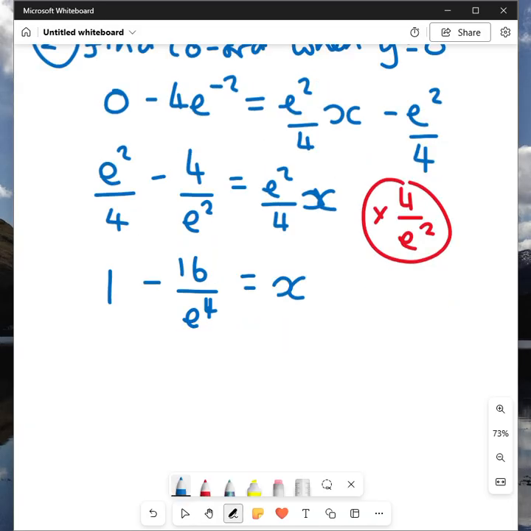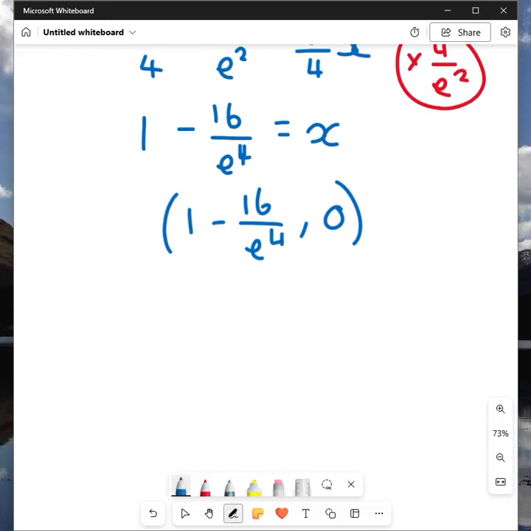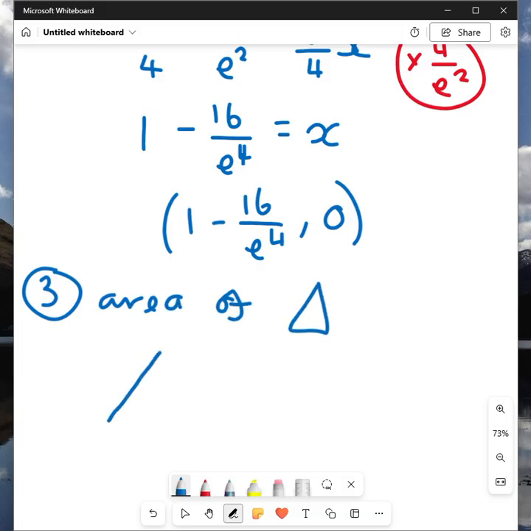So just to be clear, that coordinate is now (1 minus 16 over e to the 4, 0). So now we need to find the area of that triangle, because remember we're doing all this just to find that x coordinate so we can then find the area of that triangle. So step 3 is the area of the triangle.